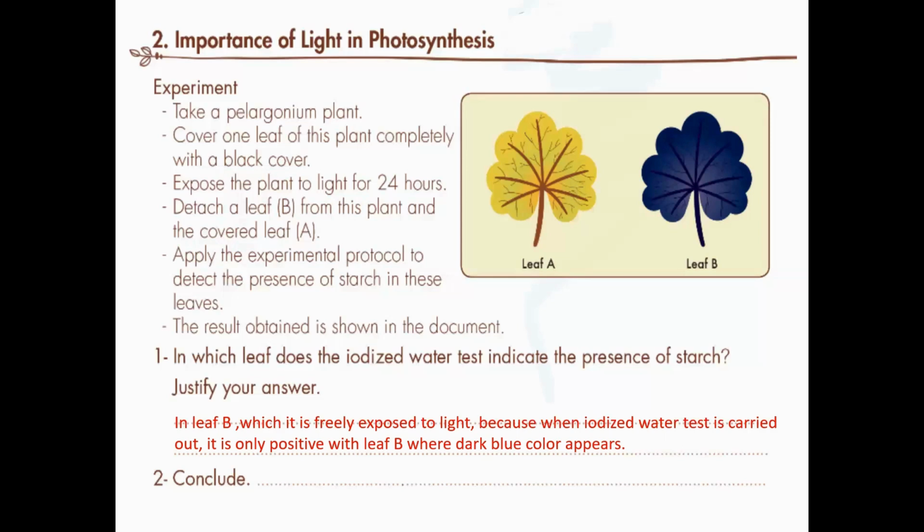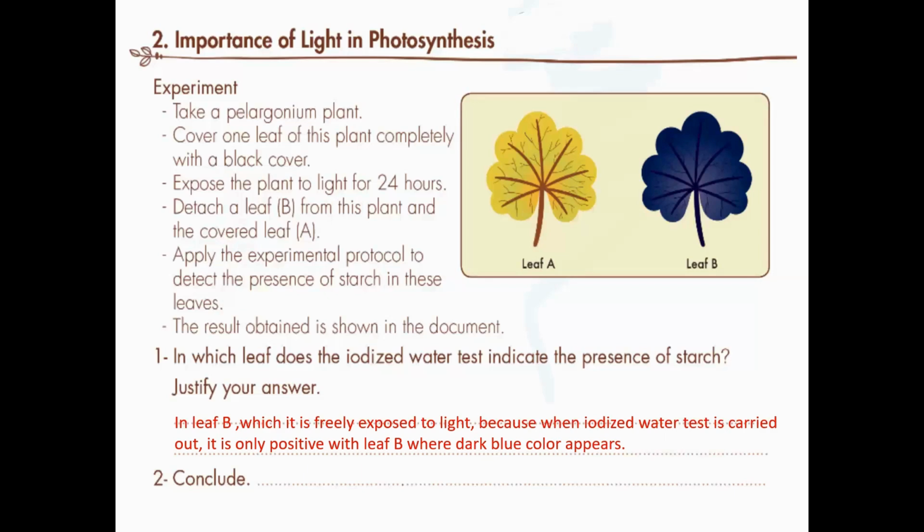So just here to remember that leaf A is covered by a black cover. So that's why it takes the color of iodine solution, which is yellow. It doesn't produce starch. That's why the color remains yellow. While leaf B, since it's freely exposed to light, the color turns into dark blue. So the starch reacts with iodine solution to give dark blue color.